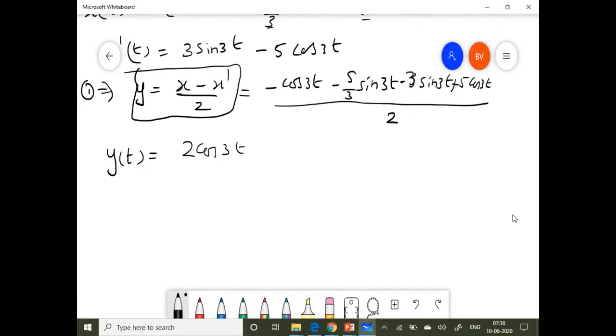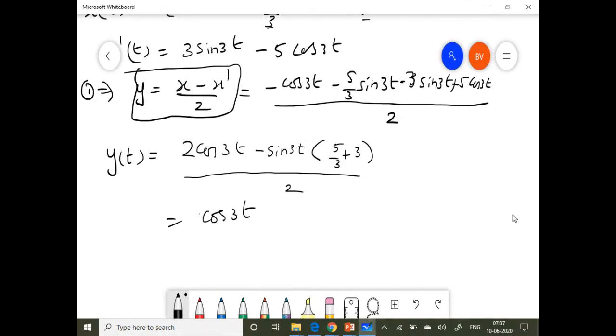Now sine and sine. Take a minus sine 3t as a common term, then the constant will be 5 by 3 plus 3, which will be 14 over 3, divided by 2. So the first term, 2 cosine 3t divided by 2, will be just cosine 3t.